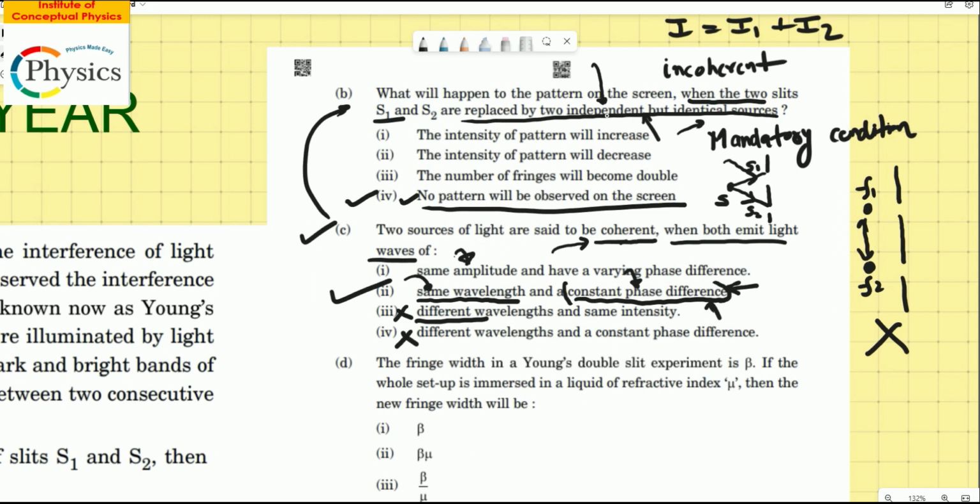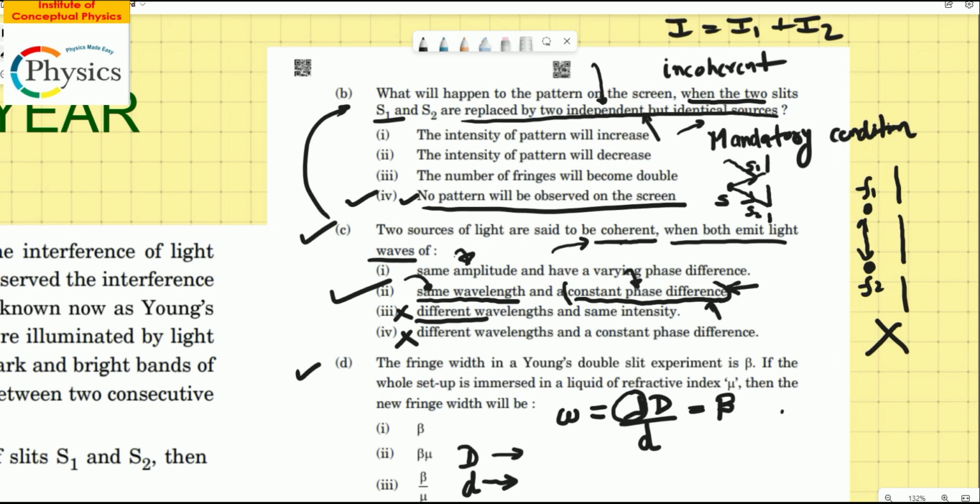Now let's talk about part D, the fringe width. We've been talking about fringe width being lambda D by small d. Now the fringe width is so and so. They've used beta, which is very popular. If the whole experiment is immersed in a liquid of refractive index mu, then what will the new fringe width be? Capital D will not change because of immersion in a liquid. It will remain the same. Small d, the distance between the two slits, will not change. What will change is the wavelength.